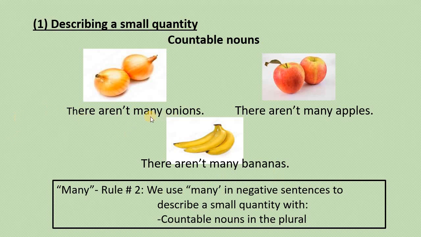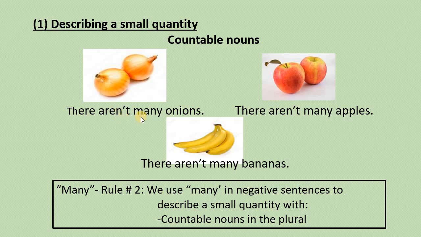So again, guys, these are examples of countable nouns, and if you look at each sentence, you can see that these are all negative sentences. There aren't many onions. There aren't many apples. There aren't many bananas. Look here, guys. Aren't is a contracted form of are not. So they are all negative sentences to describe a small quantity, and we use the word many in this situation.